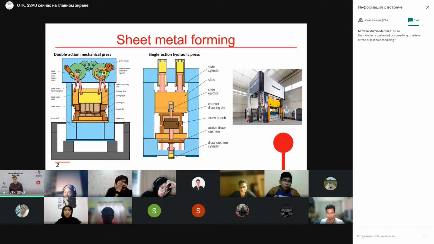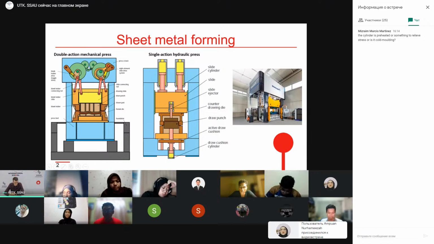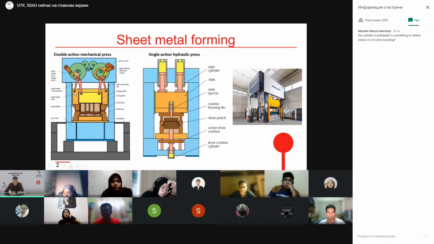Moreover, the equipment which we need for such parts is also very expensive. Here on the slide, you can see two examples of equipment which is used for traditional sheet metal forming technologies. On the left, you can see a double action mechanical press, where the movement of the punch is created by movement of the crank. By rotating the crank, we create a vertical movement of the punch.